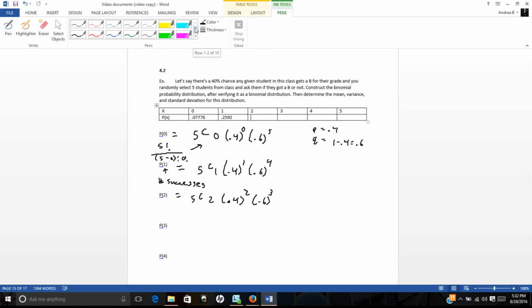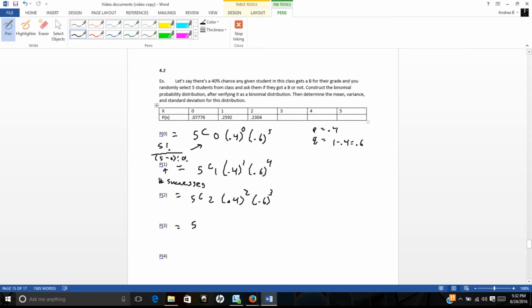So remember, failure does not, in this case, mean that they failed the class, just means that they didn't get a B. So it could be maybe that they got an A instead of a B there. All depends on how the problem is defined in terms of what these numbers are representing.